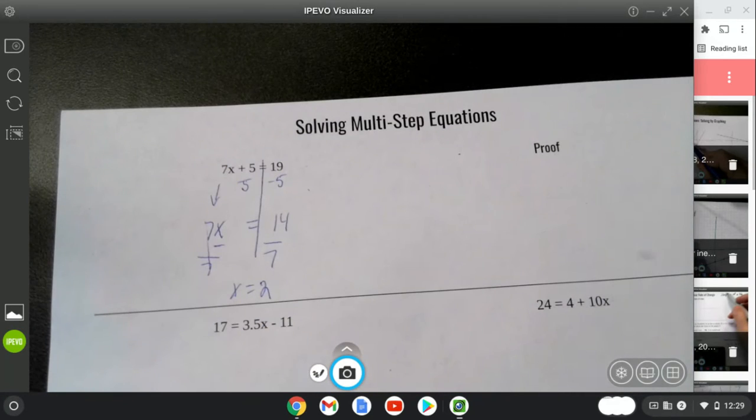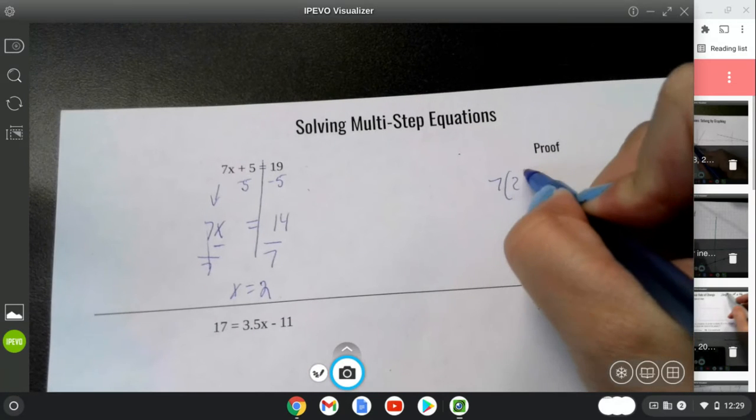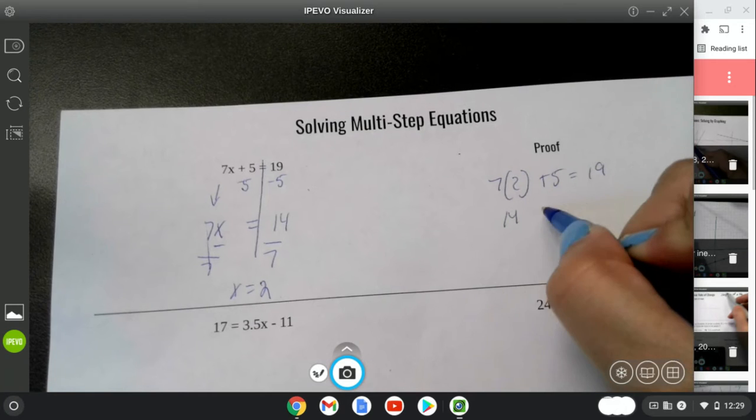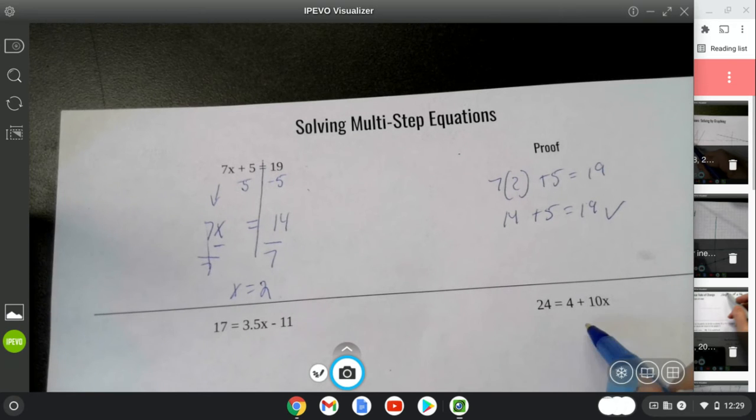I can double check my work by substituting 2 into the original problem. So 7 times 2 plus 5 equals 19, and 14 plus 5 equals 19. So I know that my solution was correct. Let me try another one down here, kind of similar to that.